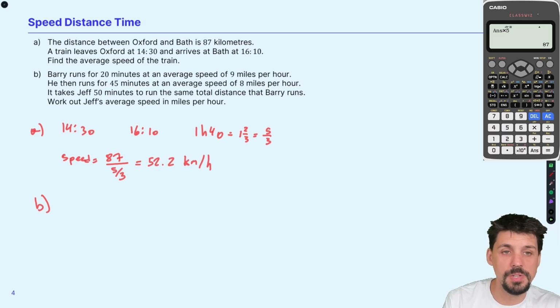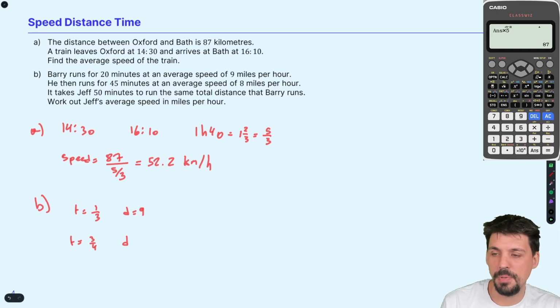Right, Barry runs for 20 minutes at an average speed of 9 miles per hour. He then runs for 45 minutes at an average speed of 8 miles per hour. So we got multiple things going on here. We've got section 1, time is 20 minutes, which is 1/3 of an hour, and distance is 9 miles an hour. Then we've got section 2, which is going to be 45 minutes, which is 3/4 of an hour. Oh, sorry. These are speeds. Read the question.